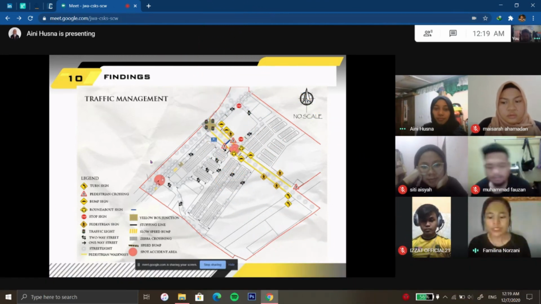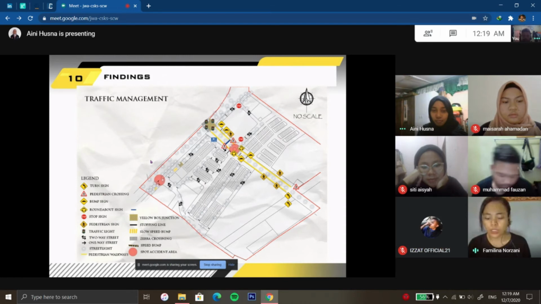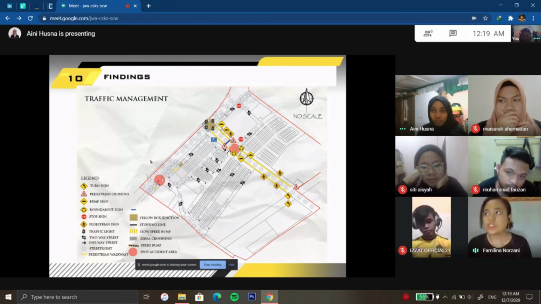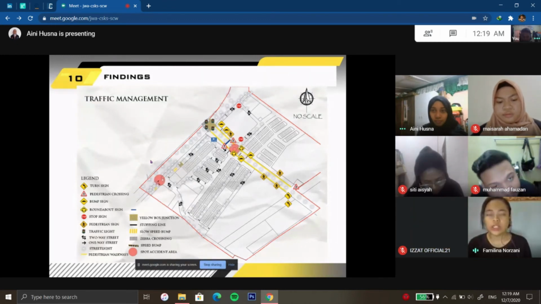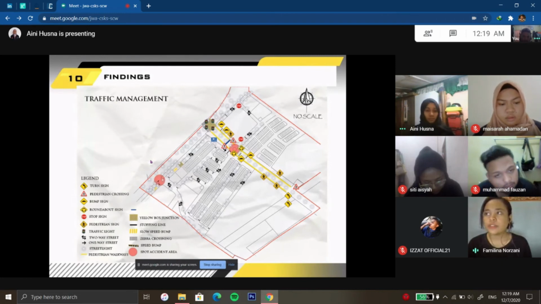So, after the analysis stage, there are a few potentials and constraints that were found in traffic management. Below are the maps that show the existing elements in traffic management and the findings, which are the potentials. First, all the road signage at Bandar University is in good condition. Second, the signage at Bandar University gives clear information to road users. Third, the street lights in Bandar University are in good condition, and they can help road users drive in the dark and provide safety to consumers.